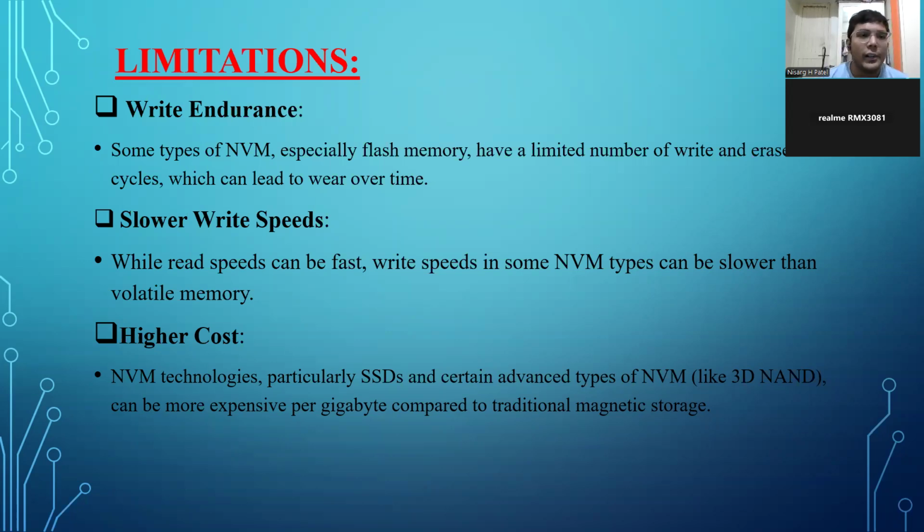Slower write speeds: while read speeds can be fast, write speeds are slower compared to volatile memory. Higher cost: NVM technologies, particularly SSDs and certain advanced NVM like 3D NAND, are more expensive per gigabyte compared to traditional magnetic storage.